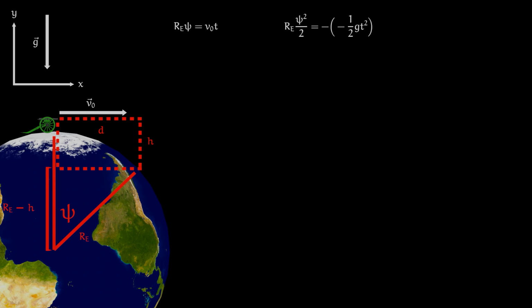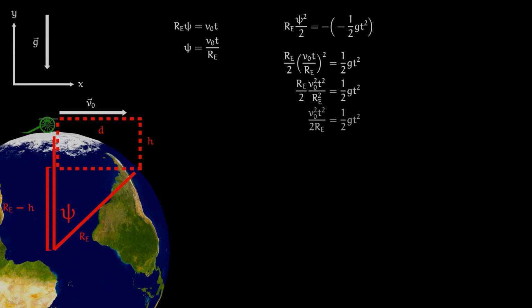With these equalities made, we can rearrange the first equation to solve for the angle psi, then substitute that into the second equation. Doing that and simplifying, then solving for the initial velocity v0, we see that the velocity required to be in orbit at the surface of the Earth is simply given by v0 is equal to the square root of g times the radius of Earth, r sub e.